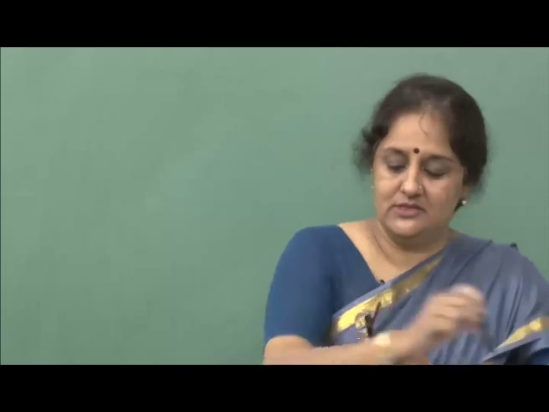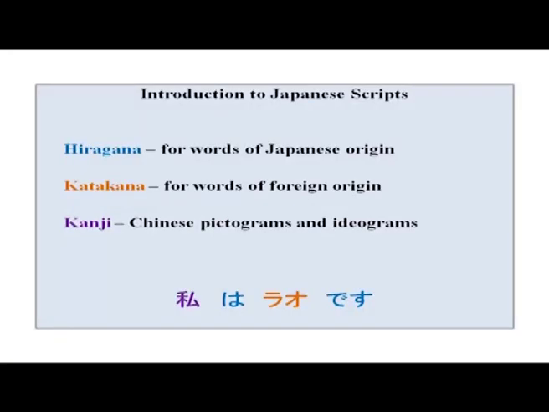Now there was a problem as to how to write those foreign words. From these pictograms and ideograms which were already there, katakana was made, katakana was developed for foreign words. So, the basic difference between hiragana and katakana is that hiragana is for words of Japanese origin and katakana is for words of Chinese or foreign origin, at that time Chinese, and now of course, foreign origin.